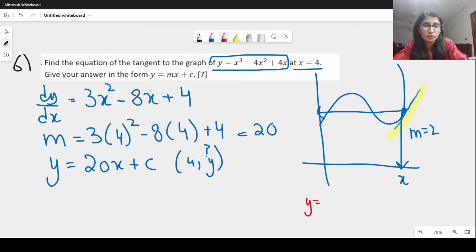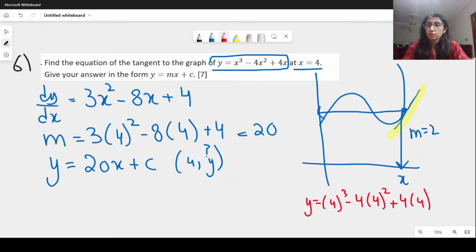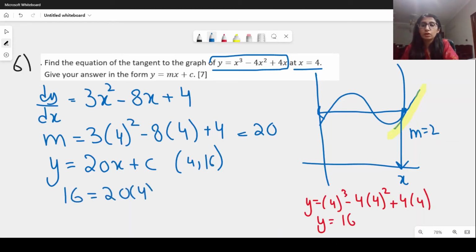So it's y equals 4 cube minus 4 times 4 square plus 4 times 4. So 4 cube minus 4 times 4 square plus 4 times 4 gives 16. So y equals 16. So that means we have 16 when x is 4. So now we can find c conveniently. Instead of y, write 16 is equals to 20 times 4 plus c.